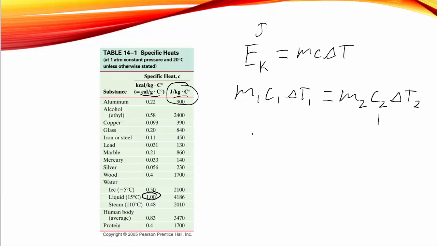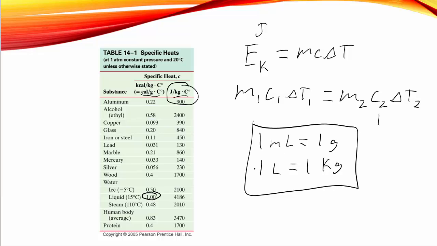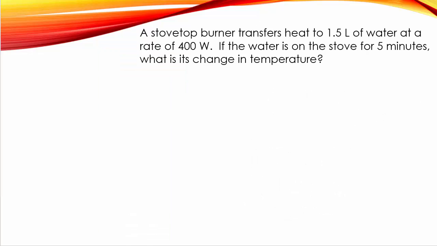Alright, one other thing. I think I might have mentioned this earlier, but it's also important to remember that 1 milliliter of water has a mass of 1 gram, and so if you multiply both sides by 1,000, that means 1 liter of water has a mass of 1 kilogram. We're going to use that information quite frequently. Alright, let's jump into our first problem.